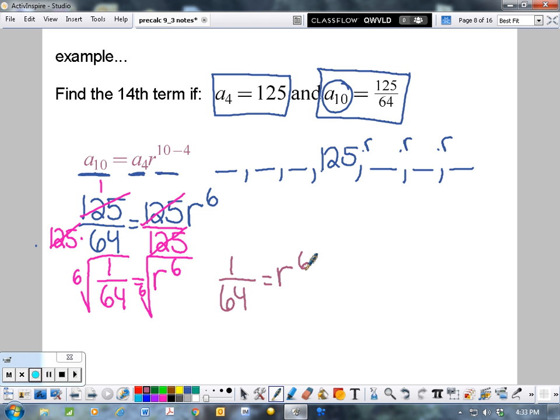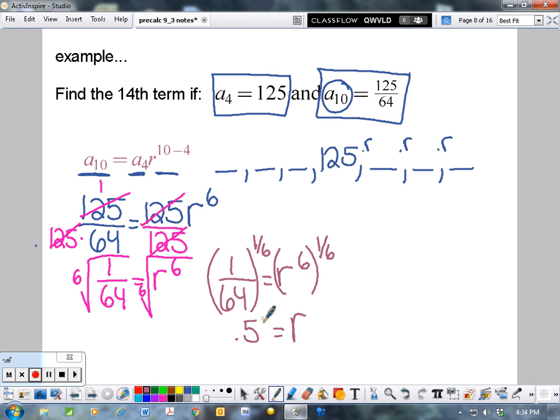So we used the idea that instead of the 6th root, we did the 1/6 power. Because now 6 times 1/6 gives me 1, so this is really r to the 1st power. And then this is something I can type into my calculator. I can put in parentheses 1 divided by 64, end parentheses, to the power parentheses 1 divided by 6. And it tells me my answer: r is 0.5.